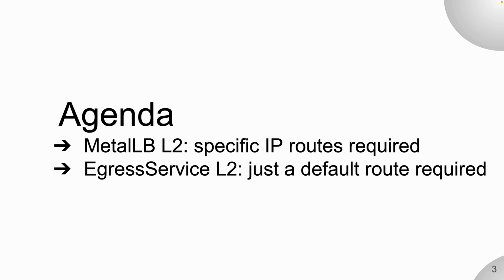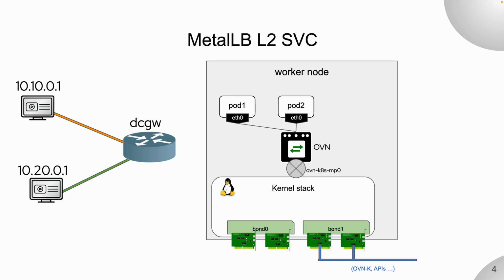With that said, we are going to look first at MetalLB L2 and how we are going to use specific routes to connect to remote different CIDRs, and that with EgressService L2, you just need to have one default route per L2 network, connecting you to your default gateway in order to reach any number of remote CIDRs.